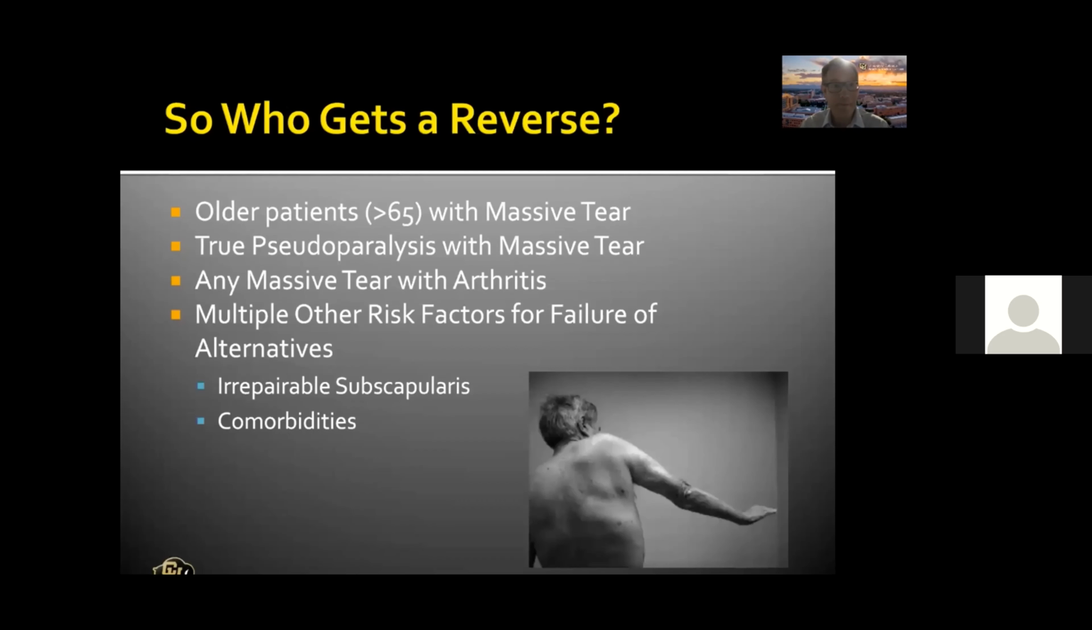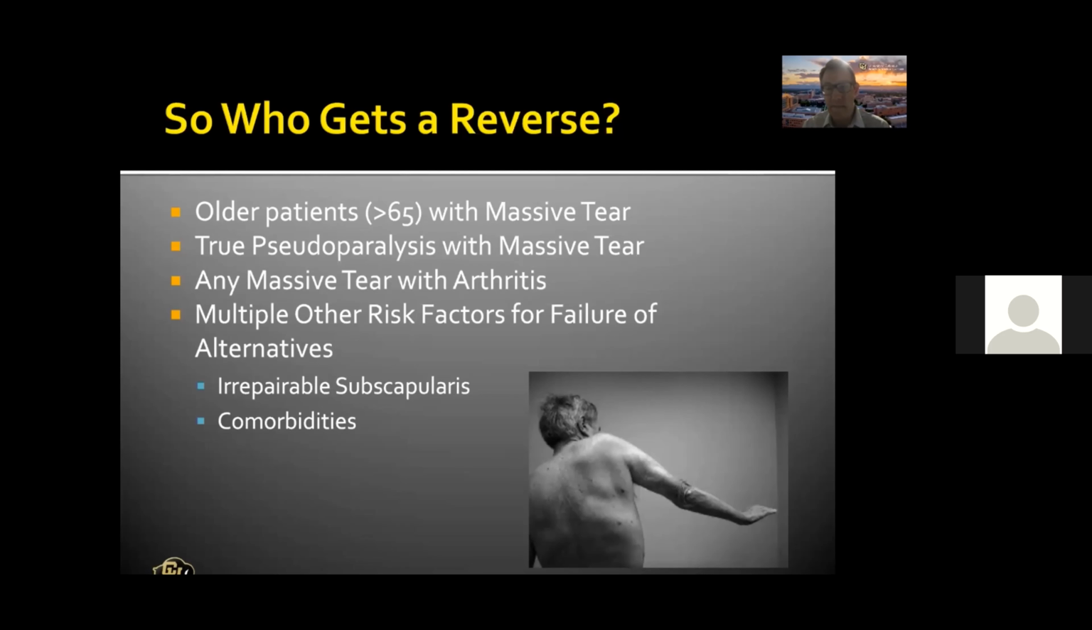So who gets a reverse? In my practice, this is older patients with a massive tear, patients with a true pseudoparalysis with a massive tear, any massive tear with underlying or concomitant glenohumeral arthritis, and then patients with multiple other risk factors for failure of alternative treatments such as SCR. So this includes an irreparable subscapularis and multiple comorbidities such as diabetes.